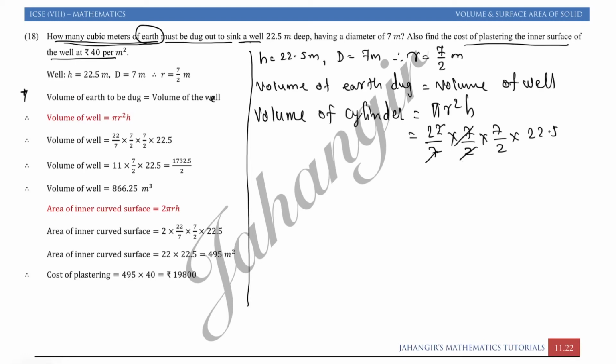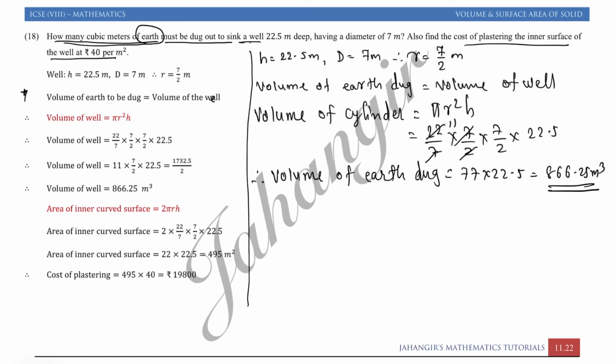7 cancel, 2 ones are 2, 11s are. So after solving, let us write direct answer. So volume of earth dug is equal to 1177 into 22.5 upon 2, which is equal to 866.25 meter cube. This is the volume dug out.